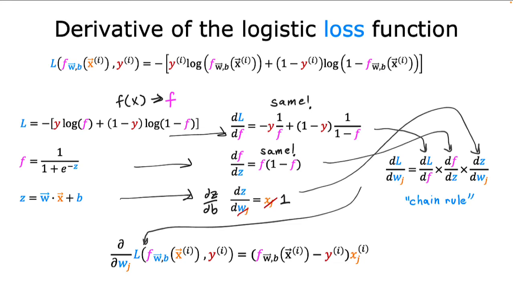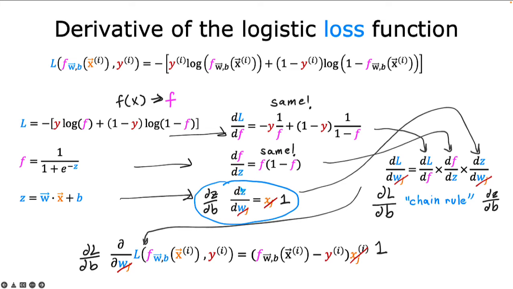Now for the chain rule on the right, instead of the derivative of the loss with respect to wj, it's now going to be the derivative of loss with respect to b. And so we're just going to change that third factor on the right to be the derivative of z with respect to b. This means that down here, this expression will be the derivative of the loss with respect to b, and this x sub j will be replaced with the number 1. So all we need to do is find out how this expression is now different. Derivative of z with respect to b is 1.